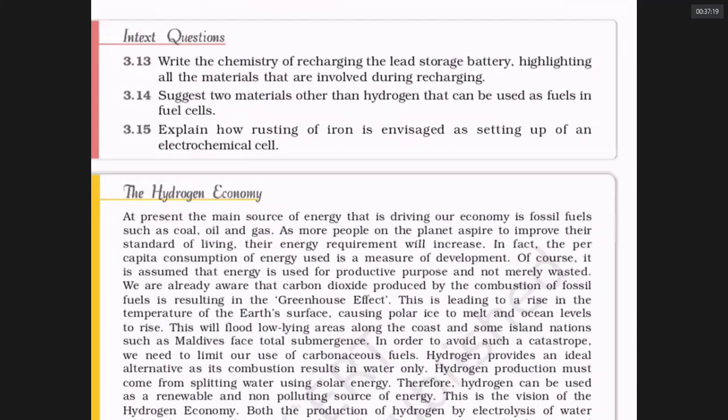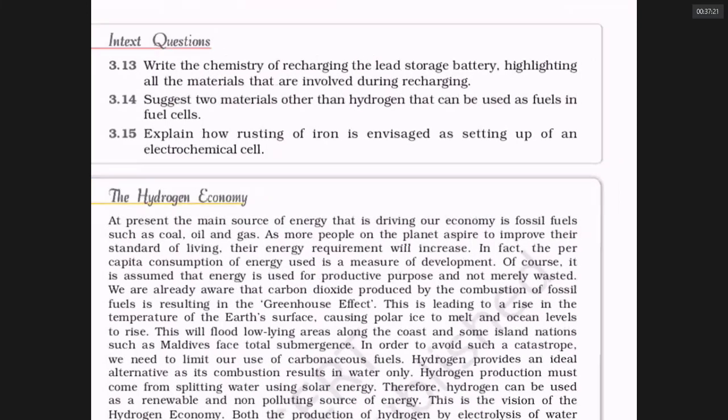3.15. Explain how rusting of iron is envisaged as setting up of an electrochemical cell. In an iron surface, the broken part, which is filled with rainwater or acidified water, acts as anode. The surface part acts as cathode. The acidified water acts as electrolyte. The iron atoms in the broken part lose electrons to become Fe2+.